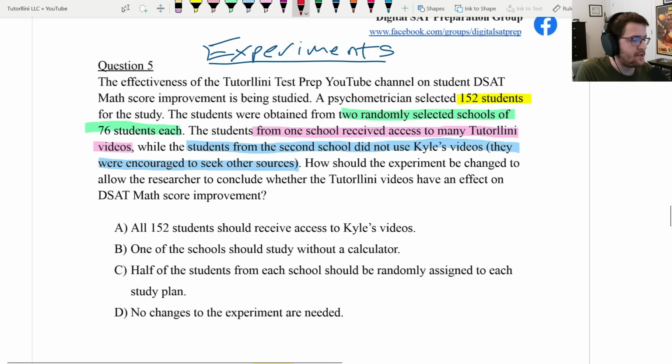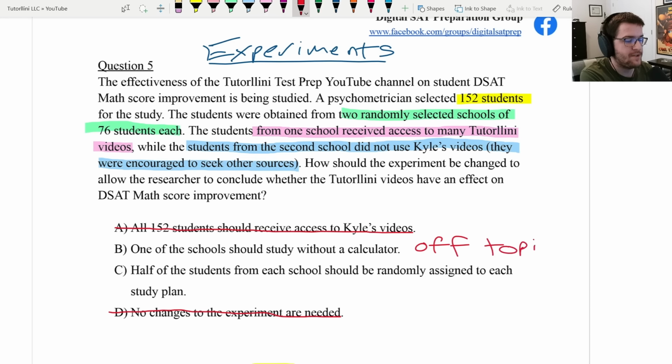So definitely it can't be D, no changes to the experiment. That can't be right. All 152 students should receive access. How are you going to tell if the videos are doing anything if they all get it, right? And let's see. One of the schools should study without a calculator. That's just completely off topic. So that's wrong too.